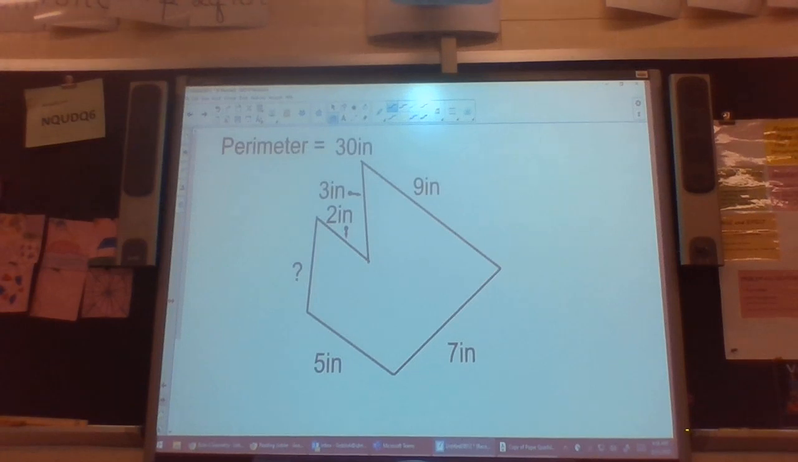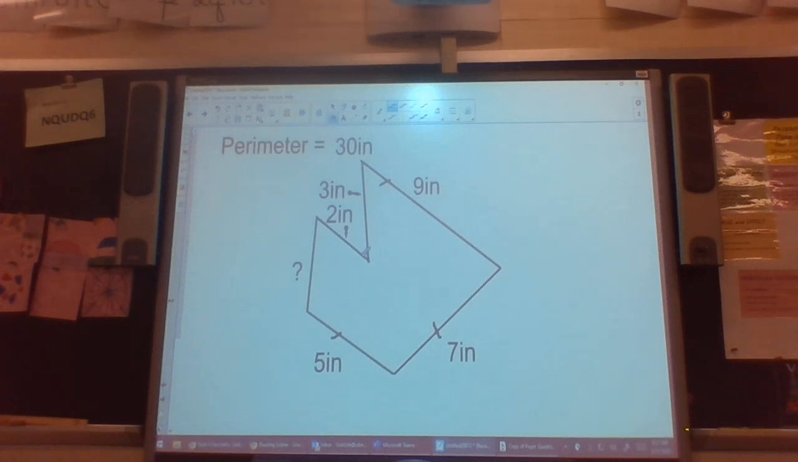Okay, I'm back with you, and I'm going to make sure I mark my sides as I do this. And I'm going to start at the 9. So 9 plus 7 is 16. Plus 5 is 21.